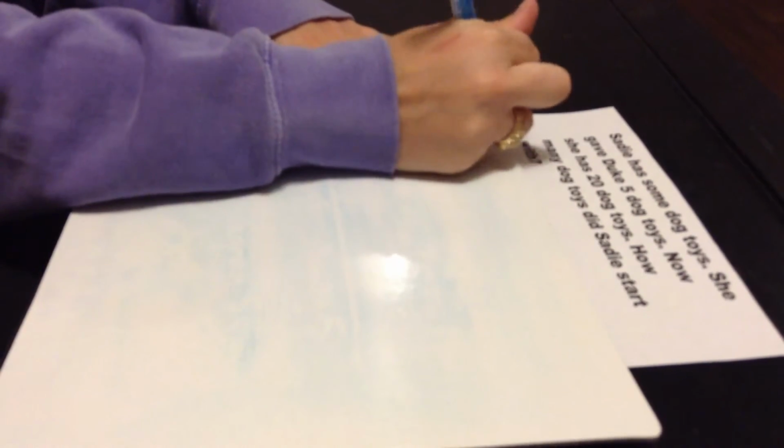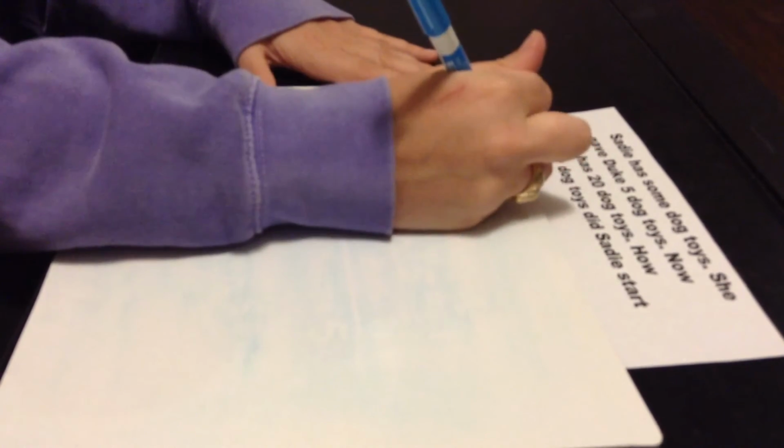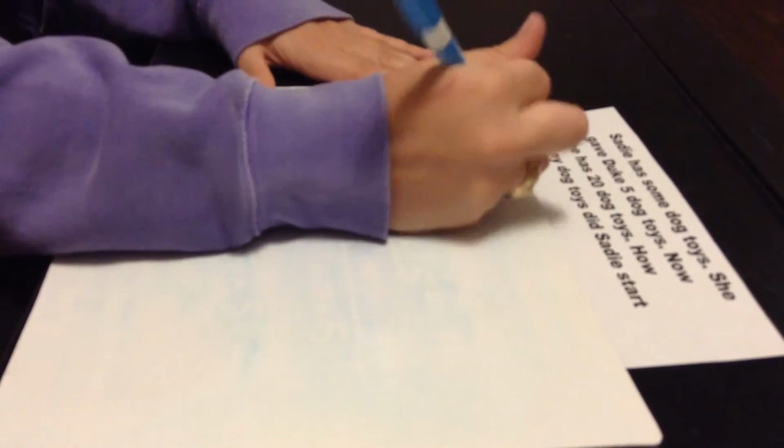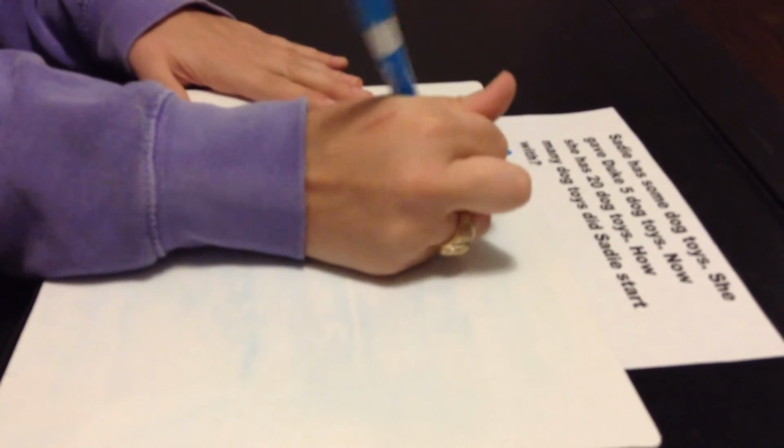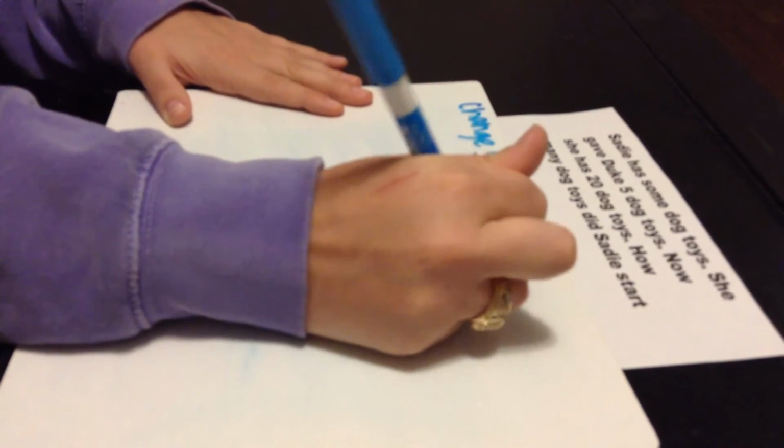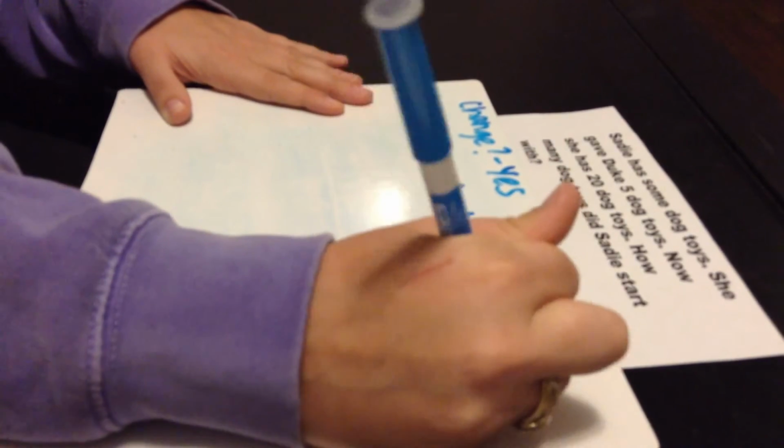So again, we're going to start off with asking ourselves, is there change? Yes, there is change because Sadie gives away 5 dog toys. So because there is change, we can look at separate or join structure to help us solve this problem. In this particular question, we're going to look at the separate structure. That means that the start minus the change equals the result.